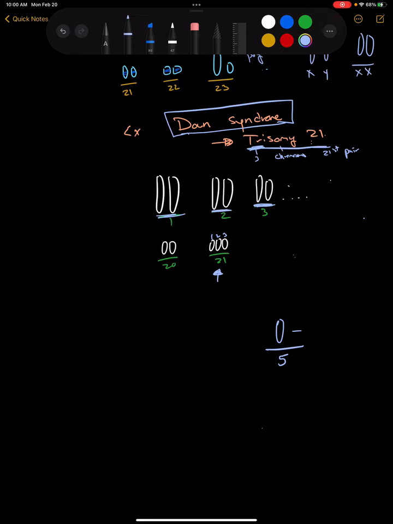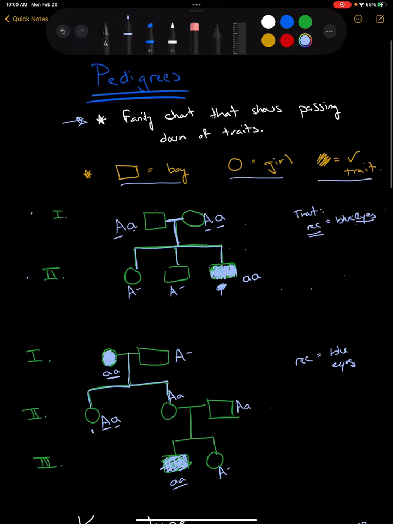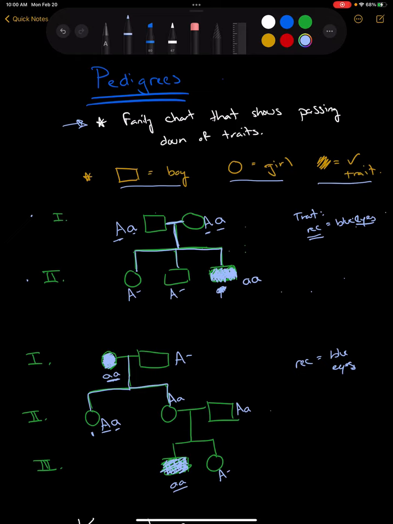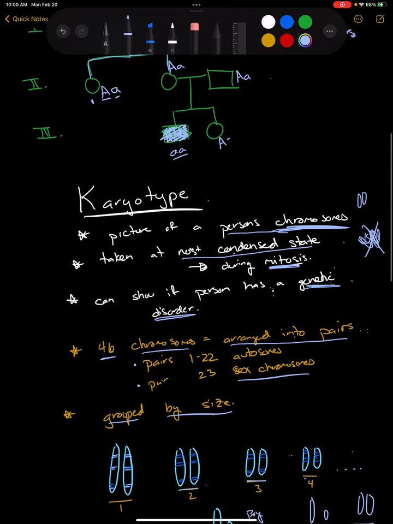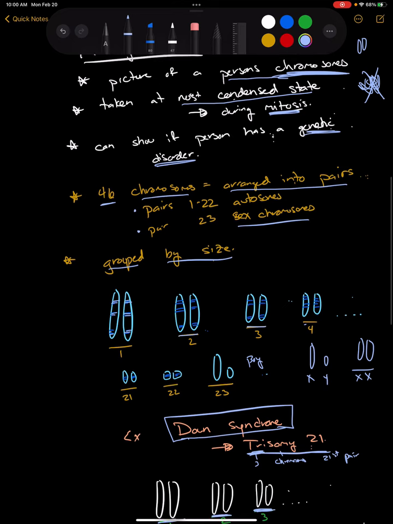When you guys go do your homework, you'll get to see a couple different kinds of genetic disorders and what they look like on a karyotype. So anyway, 2 pretty different topics, but easy enough to explain. Pedigrees show you traits being passed down. Again, we can go through that. Karyotypes show you your chromosomes in the most condensed state, and we can figure out if you have any type of genetic disorder based on this. Okay, I hope that helps.